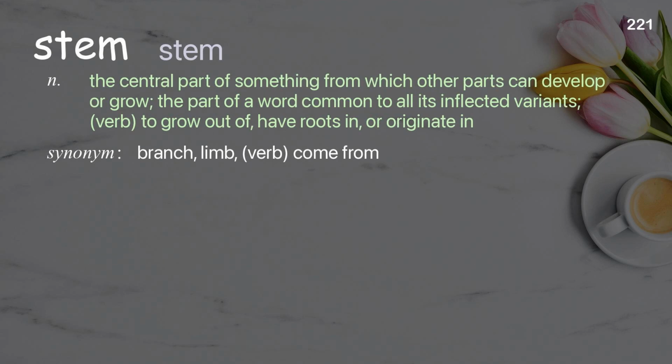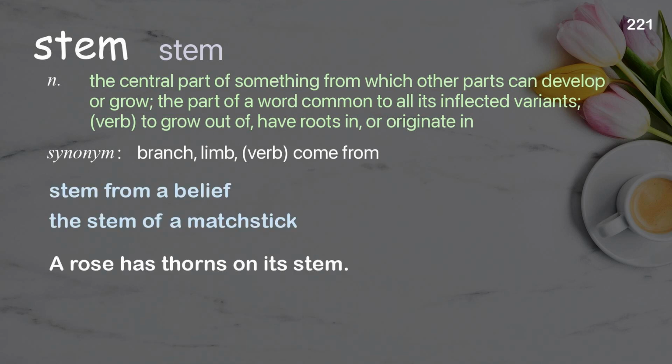Stem. The central part of something from which other parts can develop or grow, the part of a word common to all its inflected variants. Verb, to grow out of, have roots in, or originate in. Examples. Stem from a belief. The stem of a matchstick. A rose has thorns on its stem.